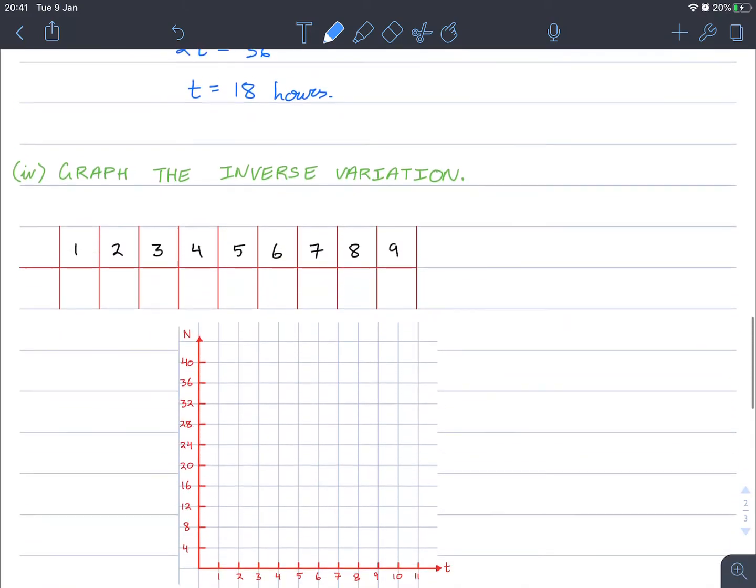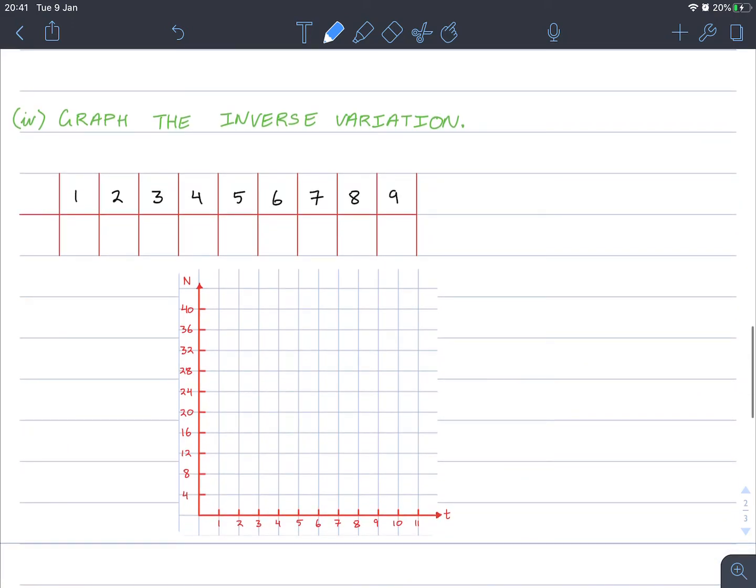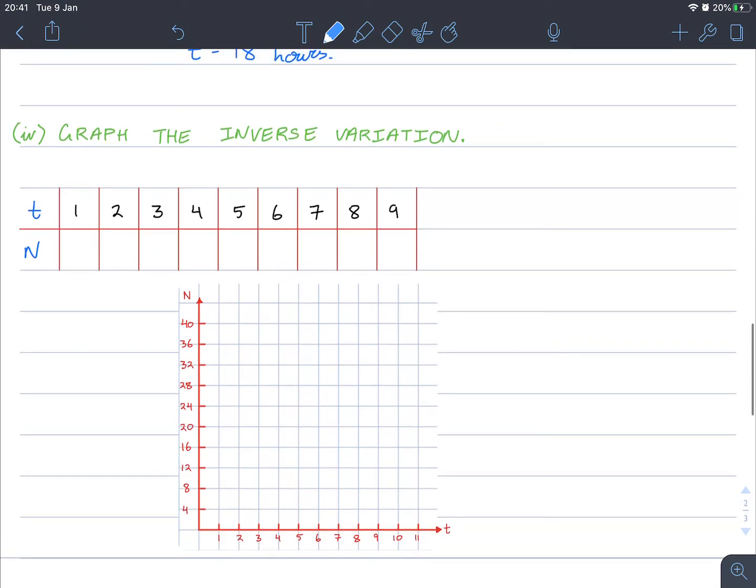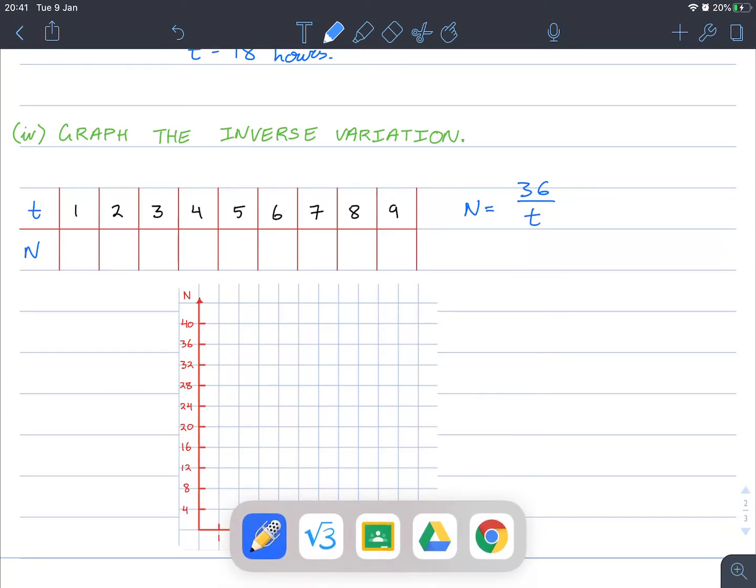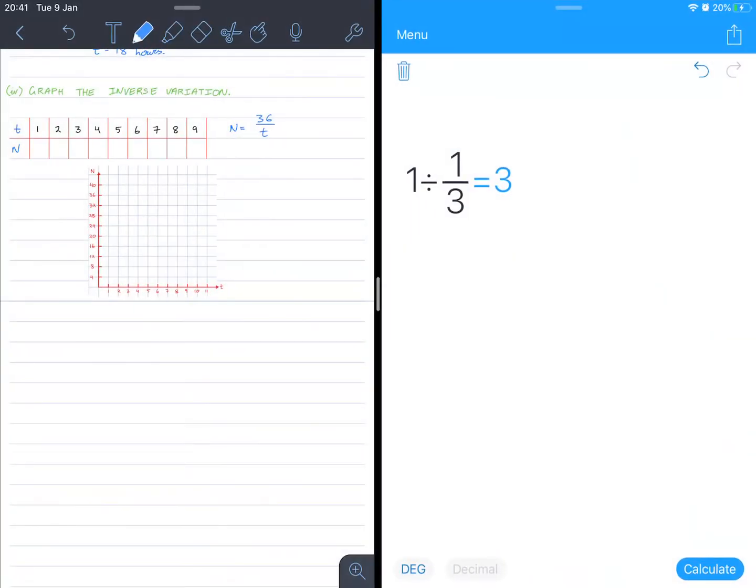Now let's graph this inverse variation. In this case, we normally have x and y, and now we have t for time and n for builders. So our equation is, sorry, not y, it's n is equal to 36 on t. Let's grab our calculator here.